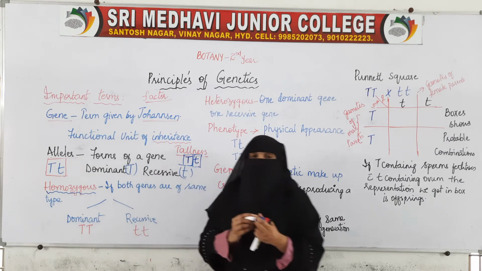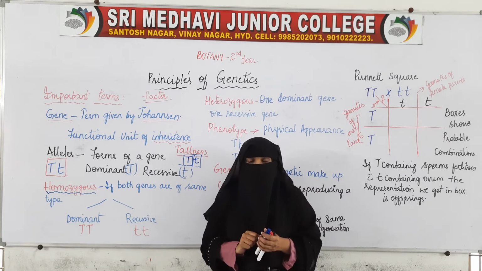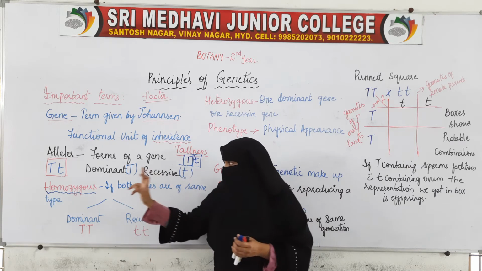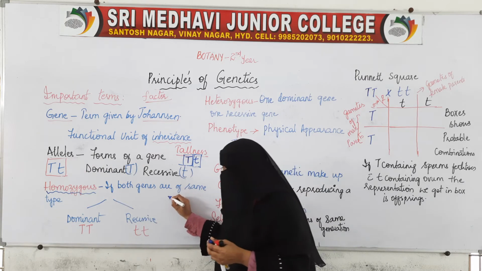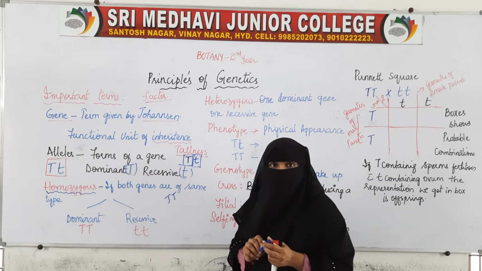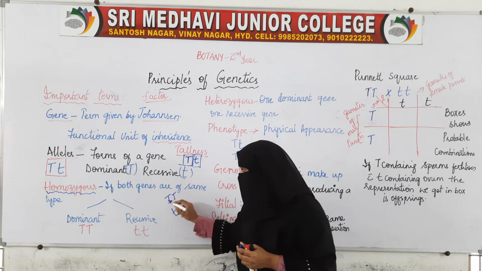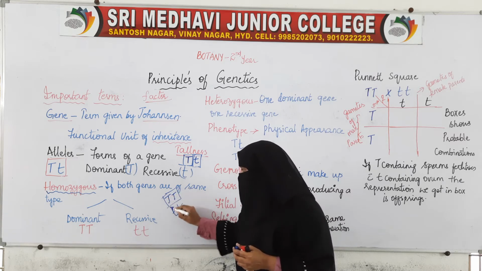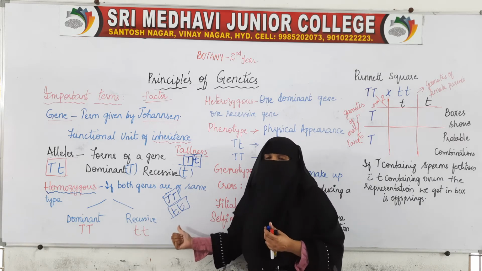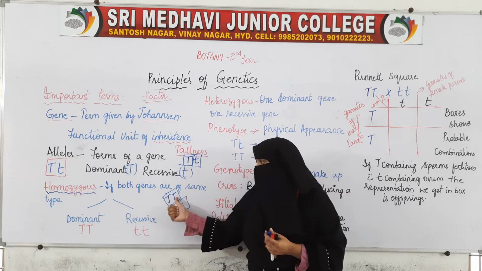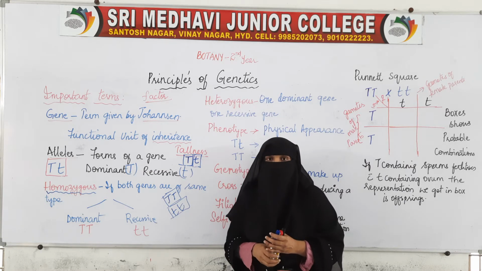Homozygous. If both the genes are of the same type, okay, so a gene can be found in two forms. But here, if the gene is of the same type, T and T or t and t, then this condition is called homozygous, that is, both the genes are of the same type.